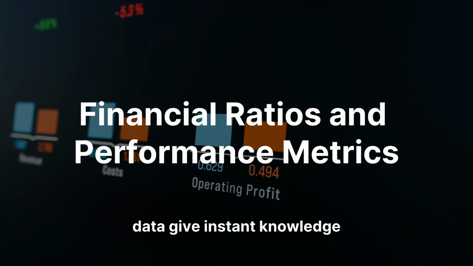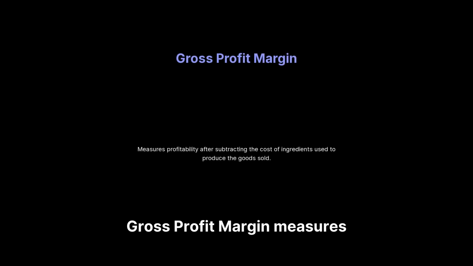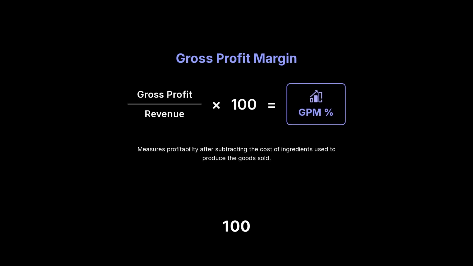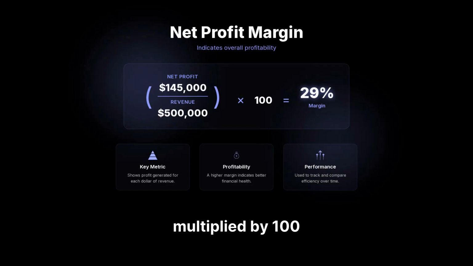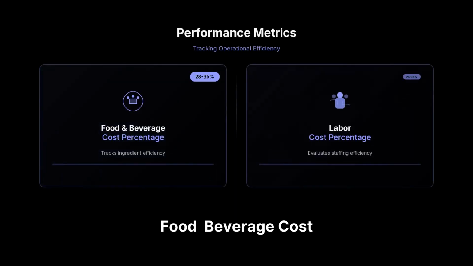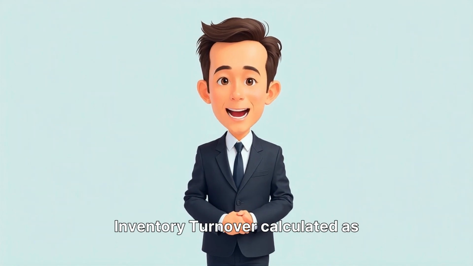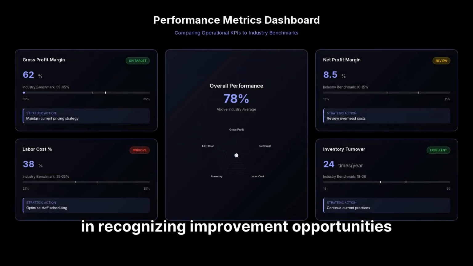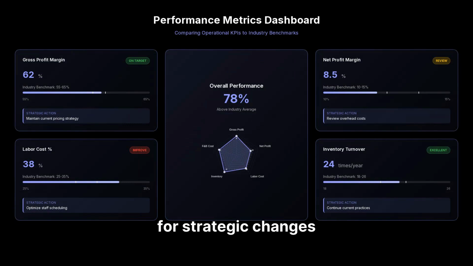Ratios derived from financial data give instant knowledge about operational efficiency and profitability levels. Gross profit margin measures profitability after ingredient costs, calculated as multiplied by 100. Net profit margin indicates overall profitability, calculated as multiplied by 100. Food and beverage cost percentage tracks ingredient efficiency, while labor cost percentage evaluates staffing efficiency. Inventory turnover, calculated as, shows how quickly inventory is used. These ratios assist managers in recognizing improvement opportunities and measuring operational performance relative to industry benchmarks for strategic changes.